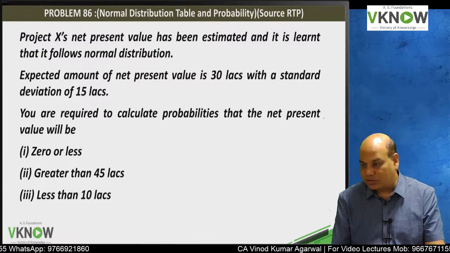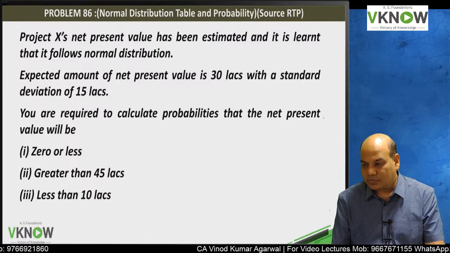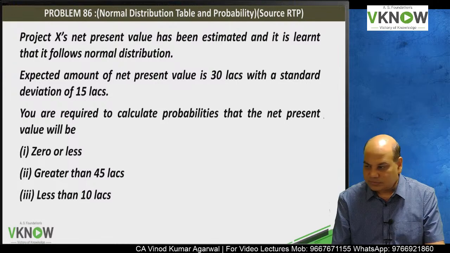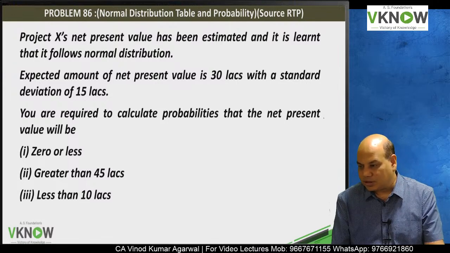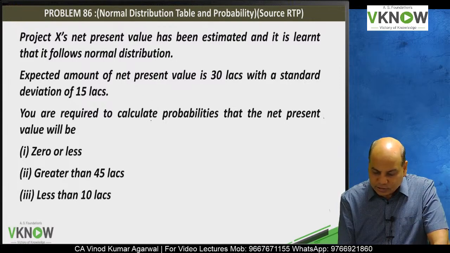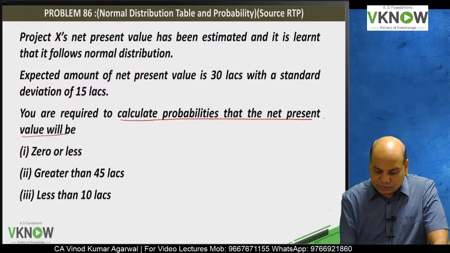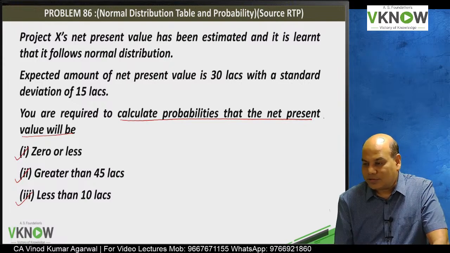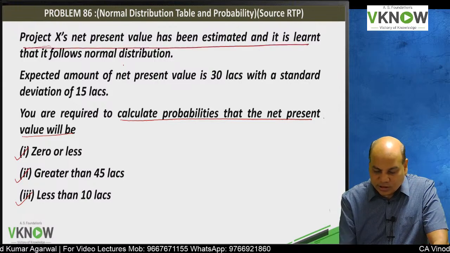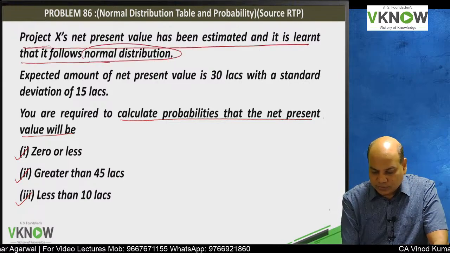Project X NPV has been estimated, and it is learned that it follows normal distribution. Expected amount of NPV is 30 lakh with a standard deviation of 15 lakh. You are required to calculate probabilities that NPV will be 0 or less, greater than 45 lakh, less than 10 lakh. And there is a note, NPV has been estimated and follows normal distribution.